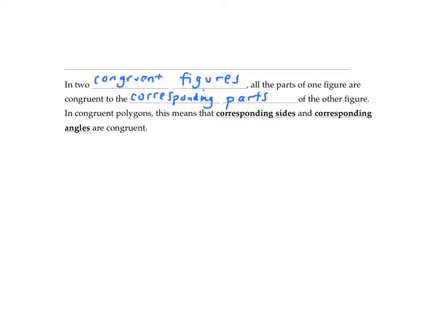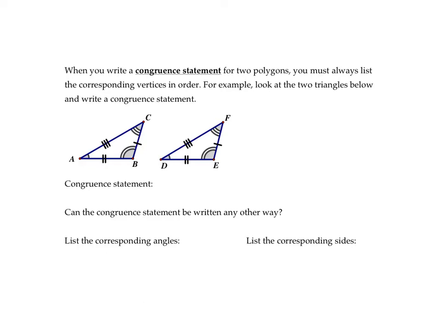In two congruent figures, all the parts of one figure are congruent to the corresponding parts of the other figure. In congruent polygons, this means that corresponding sides and corresponding angles are congruent. When you write a congruent statement for two polygons, you must always list the corresponding vertices in order. For example, look at the two triangles below, and then we'll write a congruent statement.